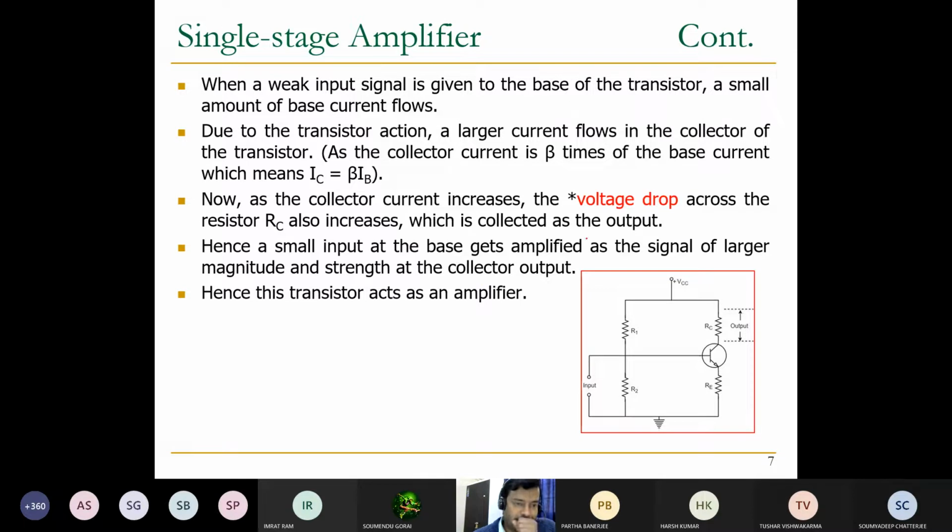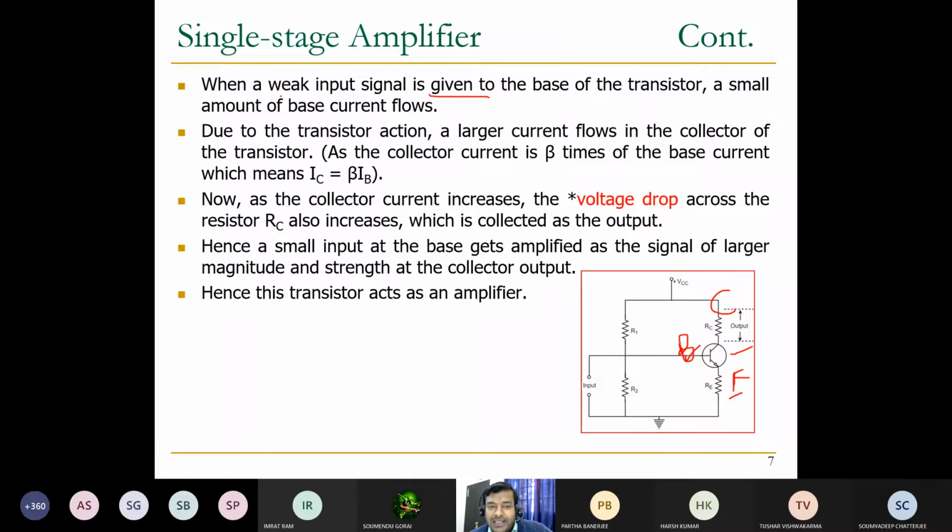So now, when a weak signal is given to the base of this transistor, this is the base of the transistor. This one is collector. This one is emitter. Okay. So look at this arrow. Whether it is NPN or PNP. So is this NPN or PNP? NPN. So NPN, okay, thank you.